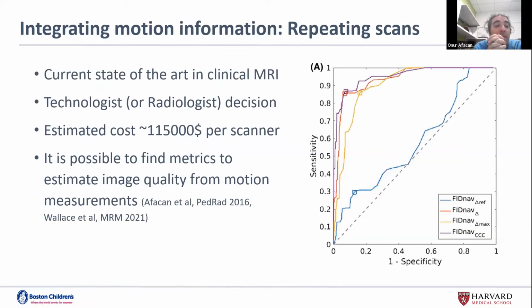So what other ways can we use motion? I would say the current state of clinical MRI is repeating scans. Technologists or radiologists look at the images and decide to repeat the scan. As I said, although this is the current clinical practice, it does have a huge cost. We showed in our previous work that it is possible to find metrics to estimate image quality from motion measurements. This way you can repeat the scan even before the scan is finished. In the middle of the scan, if you know that there will be motion artifacts, you can stop the scan, talk to the patient, and repeat the scan.